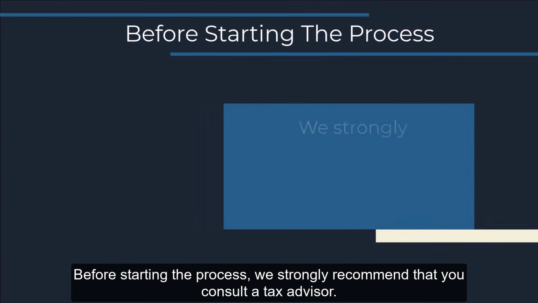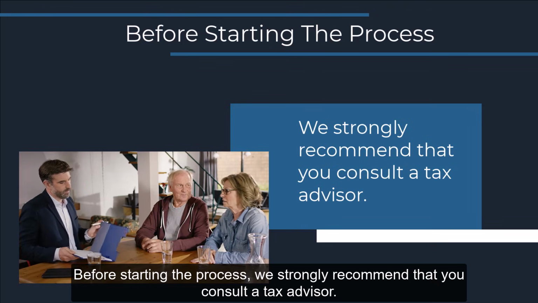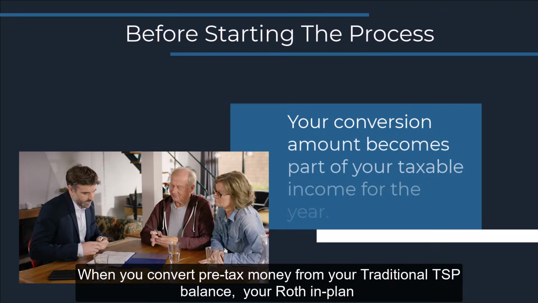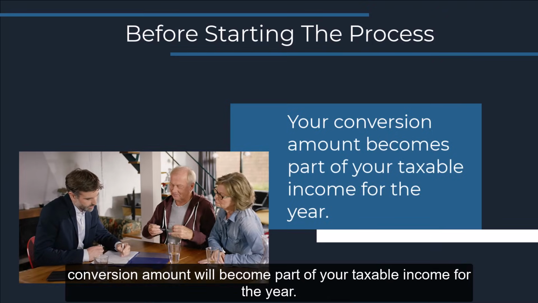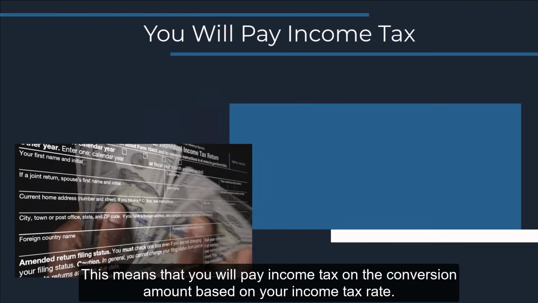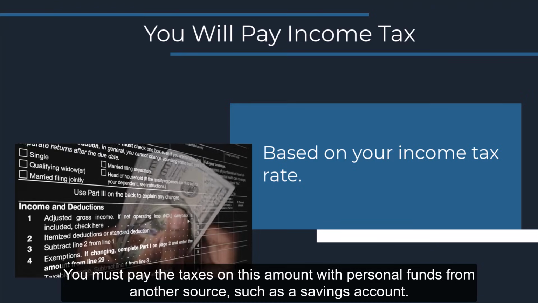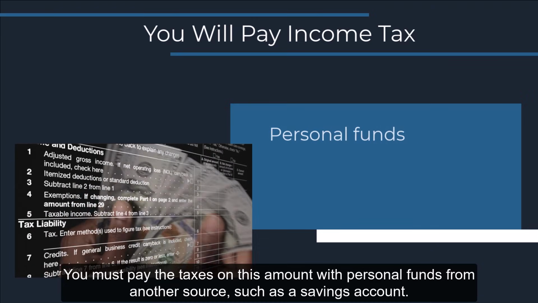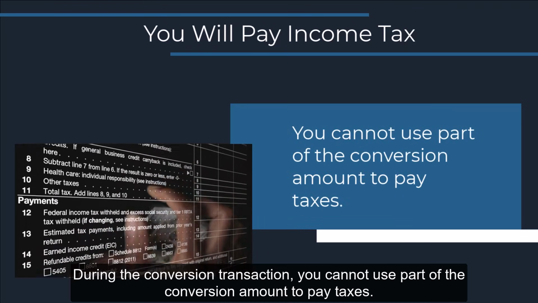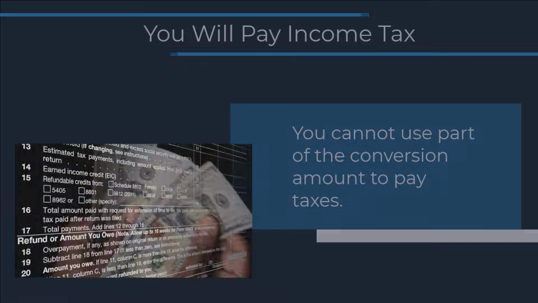Before starting the process, we strongly recommend that you consult a tax advisor. When you convert pre-tax money from your traditional TSP balance, your Roth in-plan conversion amount will become part of your taxable income for the year. This means that you will pay income tax on the conversion amount based on your income tax rate. You must pay the taxes on this amount with personal funds from another source, such as a savings account. During the conversion transaction, you cannot use part of the conversion amount to pay taxes.